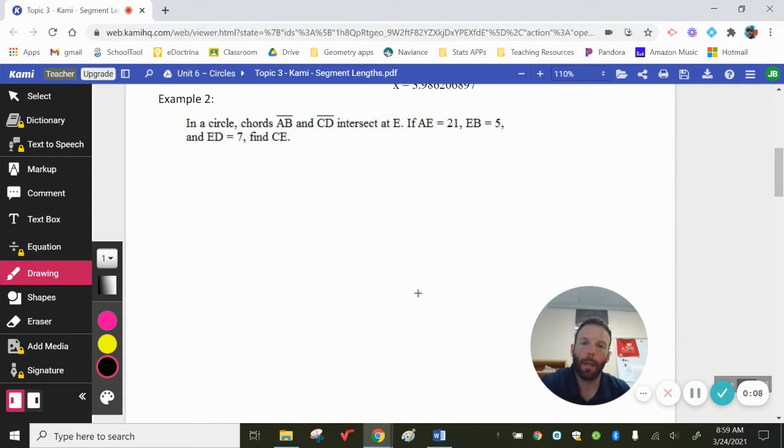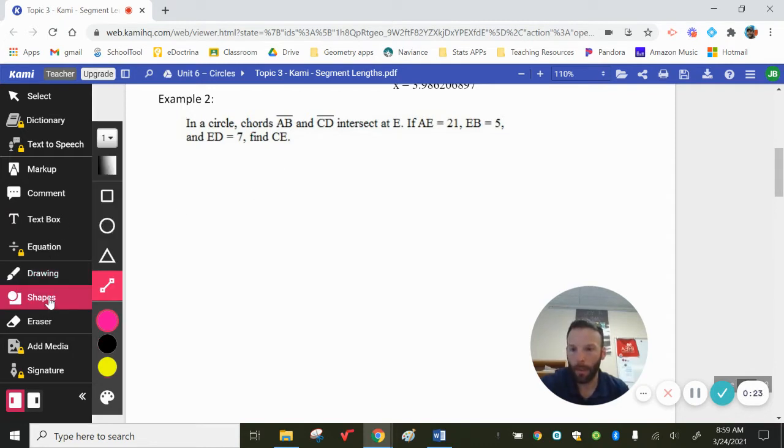Okay, so example 2. It says in a circle, we have chords AB and CD intersect at point E, and then it gives you some lengths, and I want to find the length from point C to E. But we don't have a picture, which is not a problem.